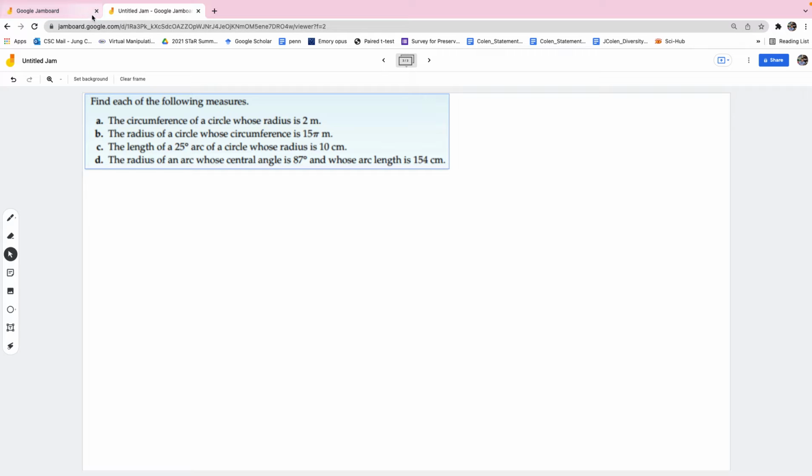So the first one: the circumference of a circle whose radius is 2 meters is what you need to find. So you need to find the circumference. The circumference is 2 pi r, right? And we are given the radius. r is 2 meters. So 2 times pi times 2, which is 4 pi. Just keep it as 4 pi.